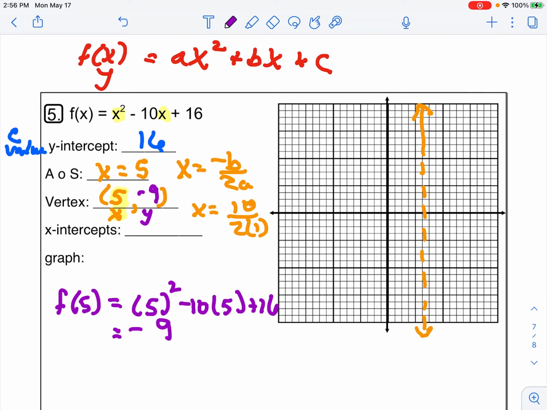1, 2, 3, 4, 5, 6, 7. And these are going by 4s, which is kind of unusual, so be careful. I can plot my y-intercept, and that is at 16. So 4, 8, 12, that's way up here. Remember, I have another free point by going 5 spaces away from the axis of symmetry, but on the other side. So 1, 2, 3, 4, 5, I can reflect that over the axis of symmetry. But I only have 3 points and I need 5.